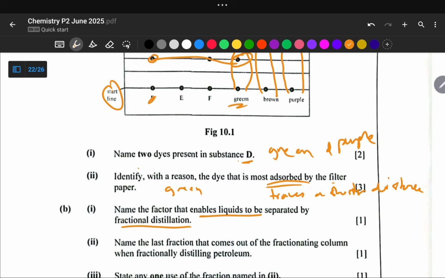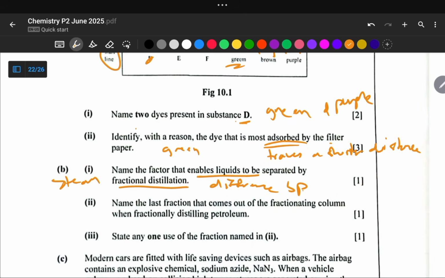Alright, so the next part says name the factor that enables a liquid to be separated by fractional distillation. So in fractional distillation, we are separating using the difference in boiling point. We have types of distillation: simple distillation, fractional distillation, and steam distillation. So you should know these types of distillation. And then name the last fraction that comes out of the fractionating column when fractionally distilling petroleum.